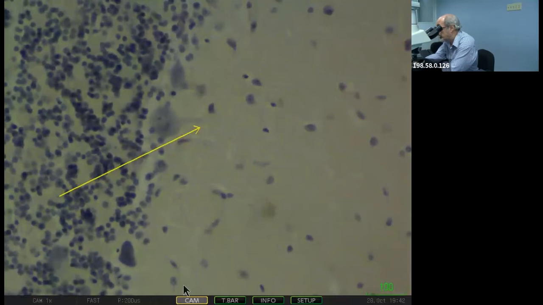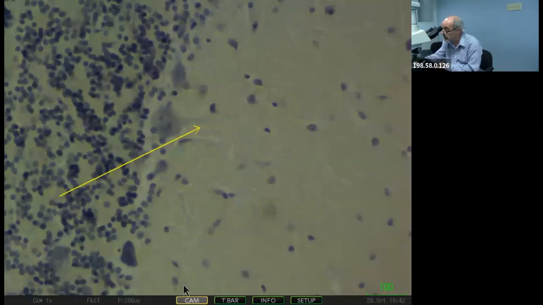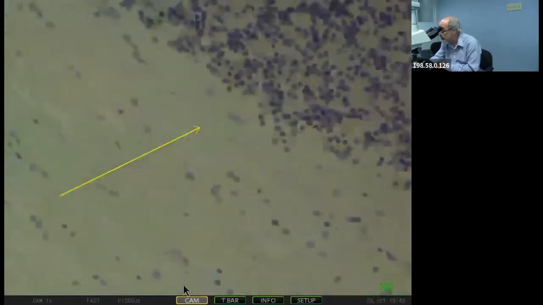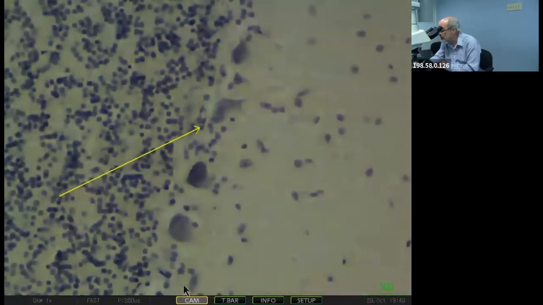So remember the shape and the location, which is totally aligned along your granular cell layer. It should help you to recognize your cerebellum. I mean your Purkinje cell.